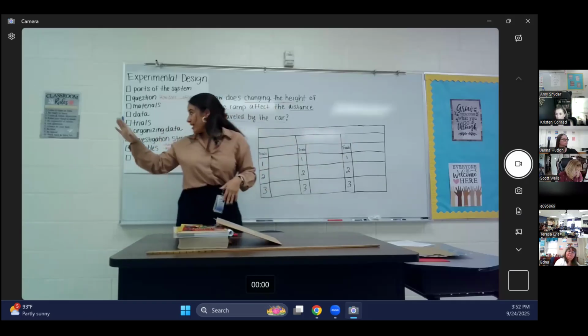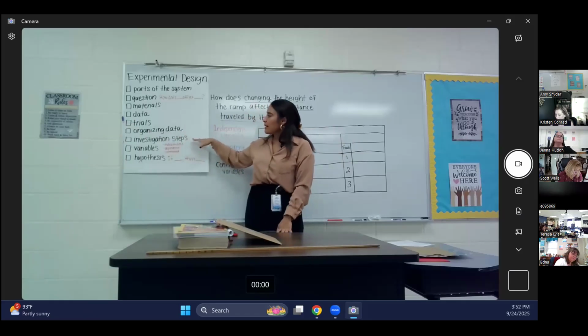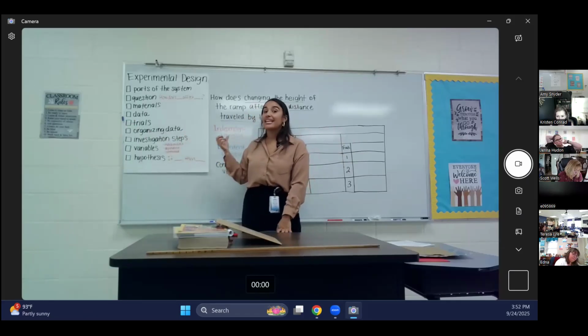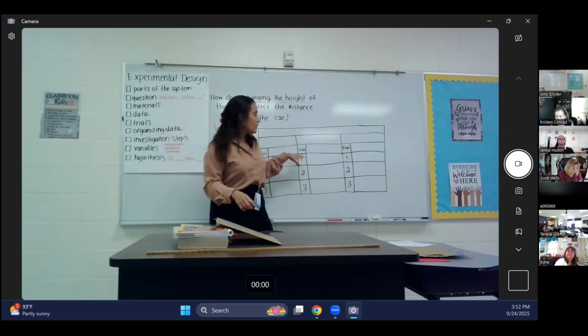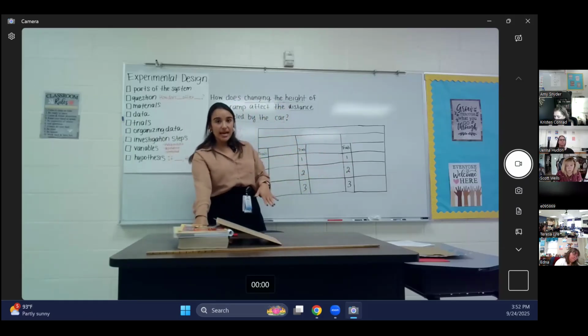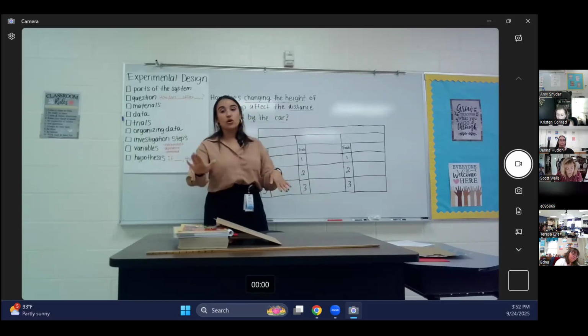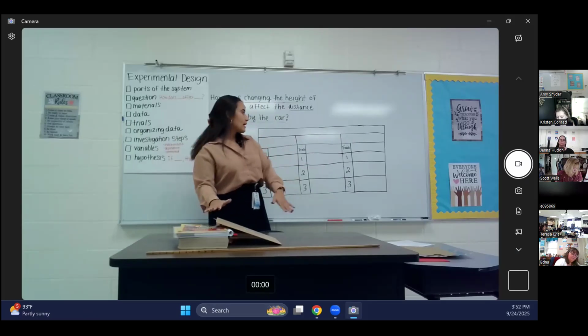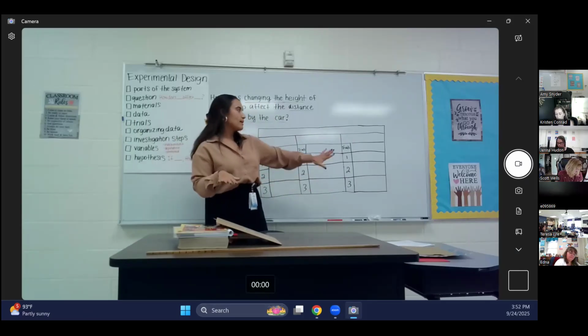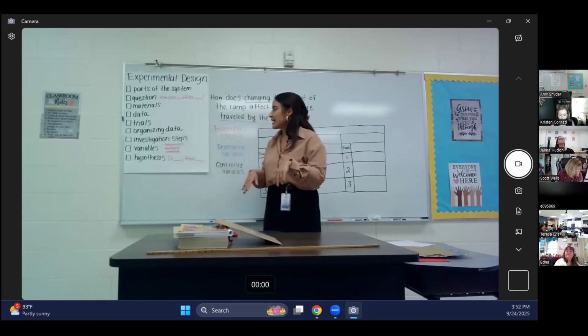And so then I'm going to be thinking about, okay, what are the steps of my investigation? I'm going to measure them 3 different times. So I'll start at the lowest height, measure 3 times, then go to my medium height, measure 3 times, and then go to my greatest height, and then measure 3 times and record that data in my data table.